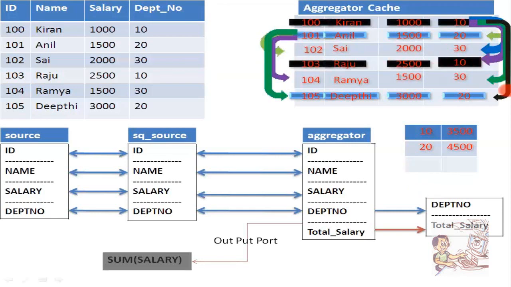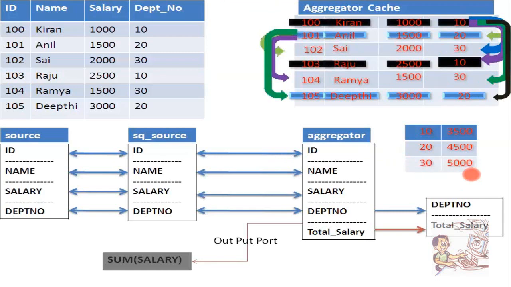For the 30th department also it will follow the same process and insert 30. If you see 30 and 30, sorry sir, it's 2000 and 1500, 3500. It's not 5000. That is the total salaries. So is the aggregate functionality clear, sir?